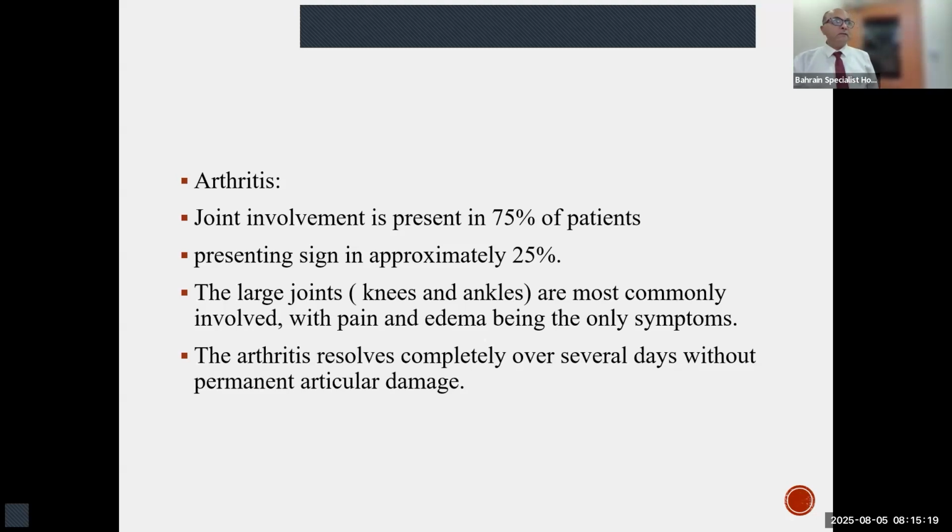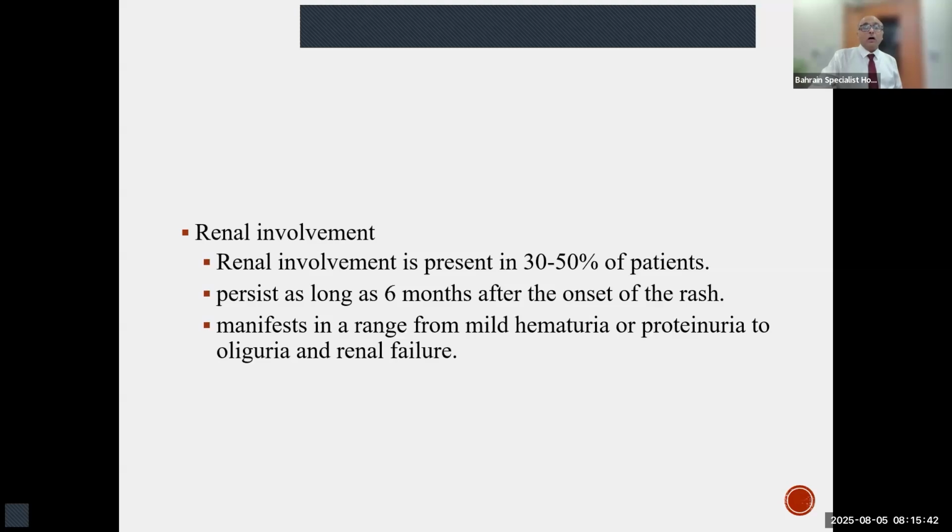Joint involvement occurs in 25 to 75% of patients. Initially, 25% will have large joint pain, with knees and ankles most commonly involved, and edema can also be one of the symptoms. Arthritis resolves completely over several days without any permanent articular damage. Almost 30 to 50% of patients will have renal involvement. It persists as long as 6 months after onset of the rash. In mild to moderate cases, up to 1 to 3% can land up in end-stage renal disease. It manifests in a range from mild hematuria or proteinuria to oliguria and renal failure.